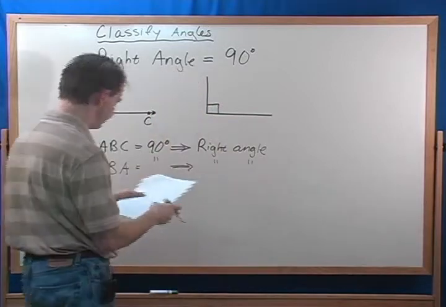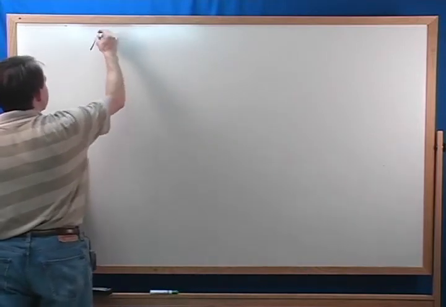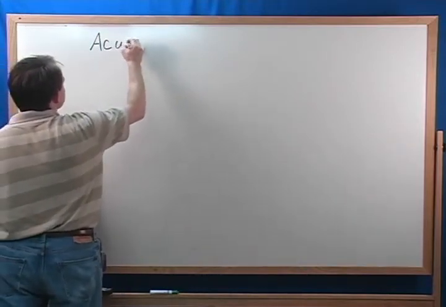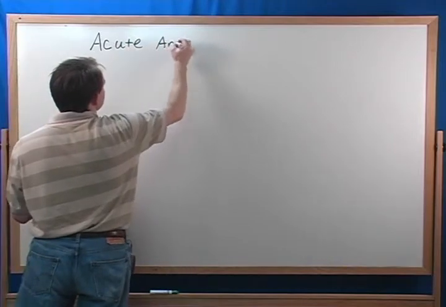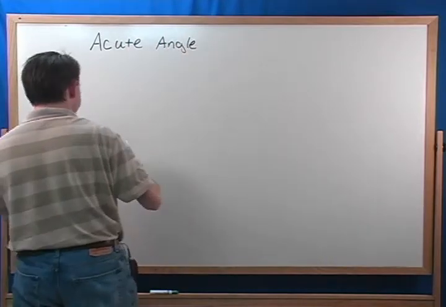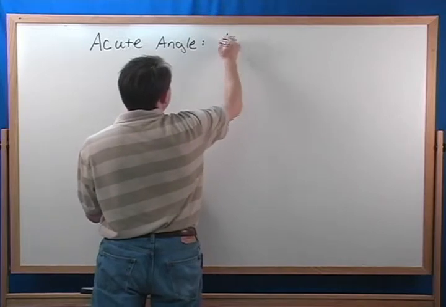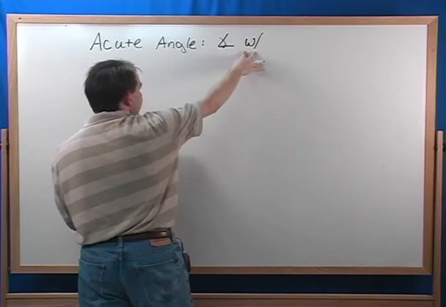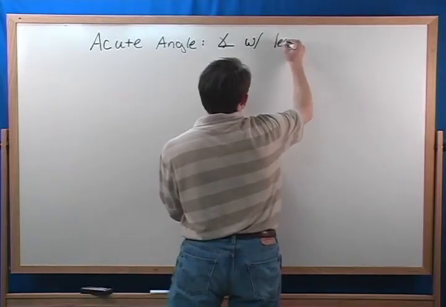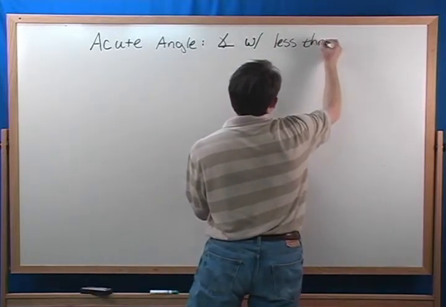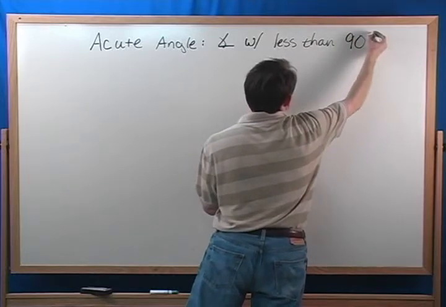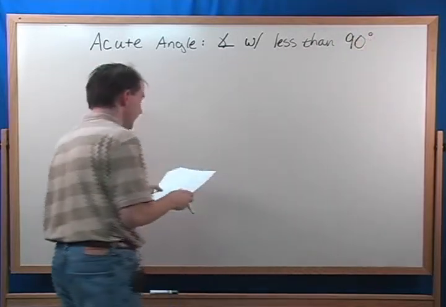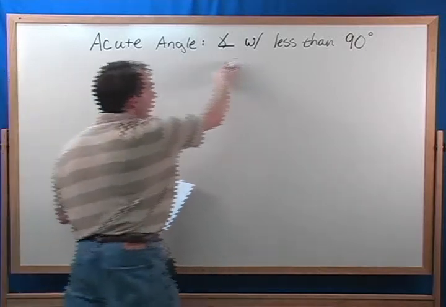Okay, the next thing we're going to do is we're going to classify angles a little bit further, and we're going to say that we have something called an acute angle. And all that means, okay, is an angle, that's what the symbol is, angle with, that just means with, less than 90, and I'm going to put a little degree symbol up here, 90 degrees. That's all that means. Acute angle is an angle with less than 90 degrees.